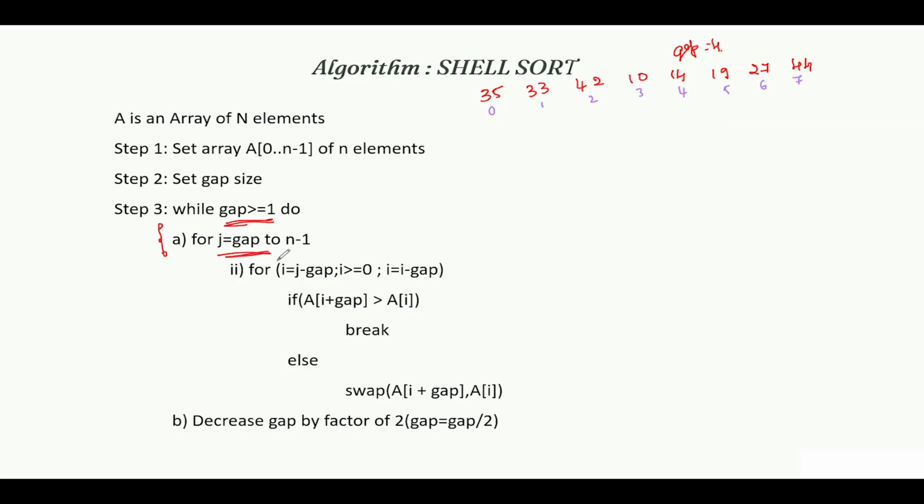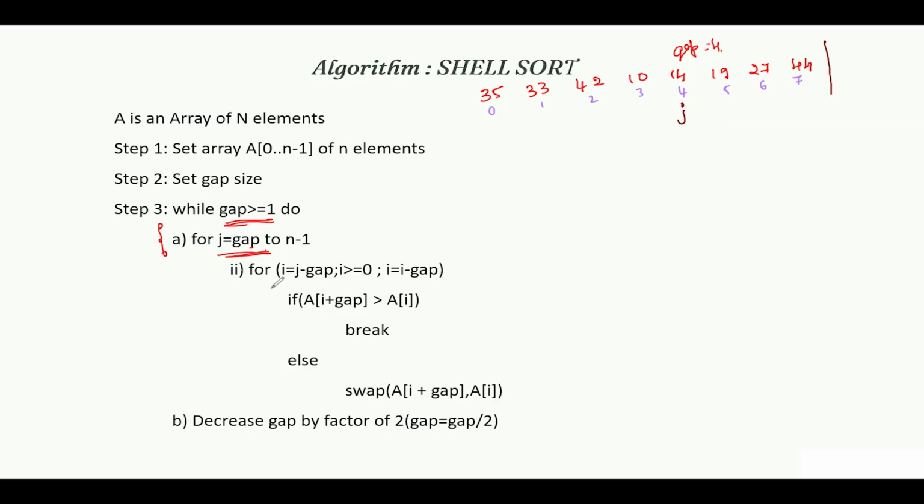Next, we will start with the j. Now, the j loop is telling us that j will start from gap to n minus 1. Now, what is the gap value? The gap value is 4. So j will be over here. It is going to continue until n minus 1, which means it is going to go up till here. Okay, so that is where your j will start.